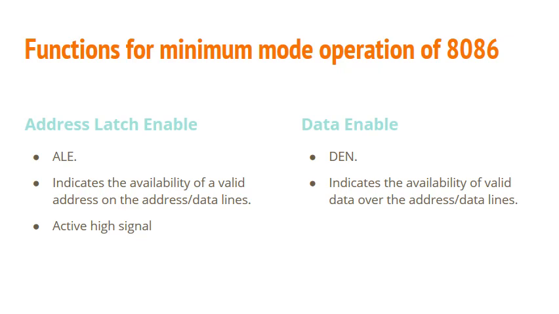Next is the data enable signal, which is indicated by the DEN. This signal indicates the availability of valid data over the address bar data lines. It is used to enable the transceivers, which are the bidirectional buffers, to separate the data from the multiplex address bar data signal.